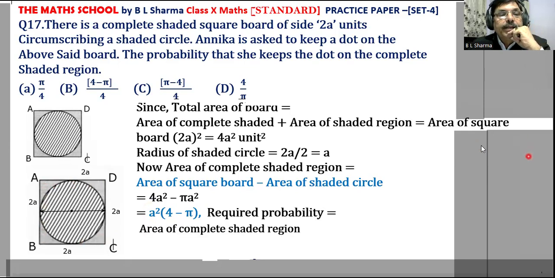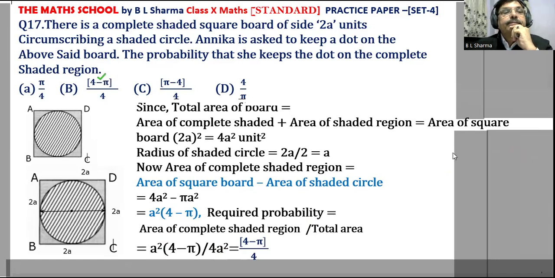So required probability is area of complete shaded region divided by total area. So that is A square into 4 minus pi. Total area is 4 into A square, because it is a square, and area of a square is side into side, that is 4A square. A square को A square से कट करिए, that is 4 minus pi upon 4. This is the answer of this question.